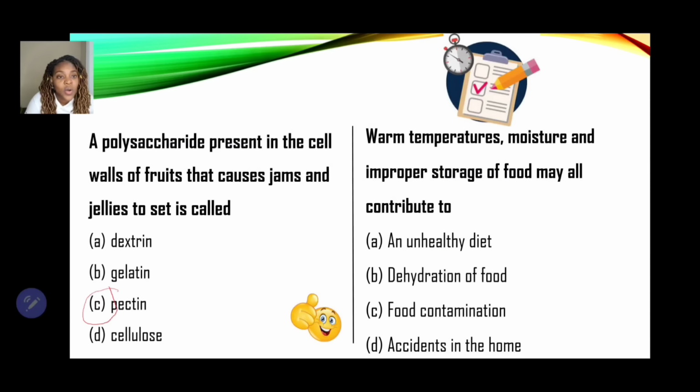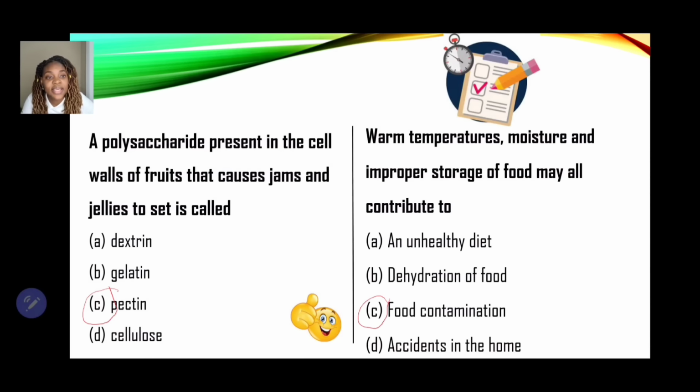Final question. Warm temperatures, moisture, and improper storage of food may all contribute to A, an unhealthy diet, B, dehydration of food, C, food contamination, and D, accidents in the home. The ideal answer here is food contamination.